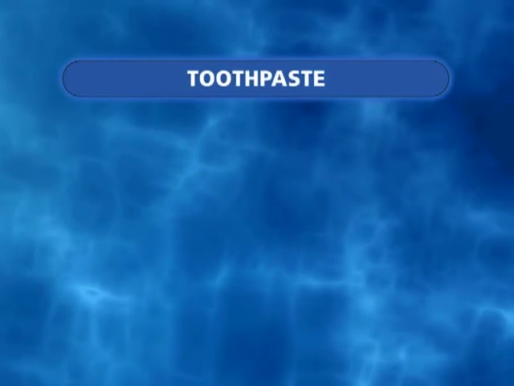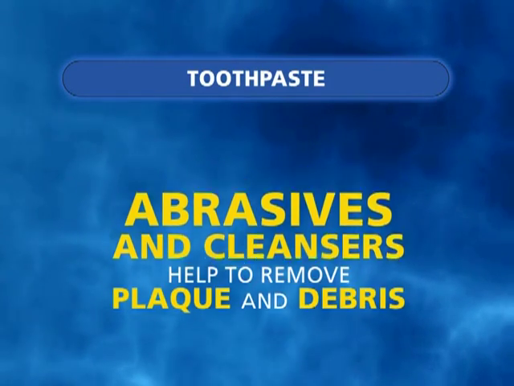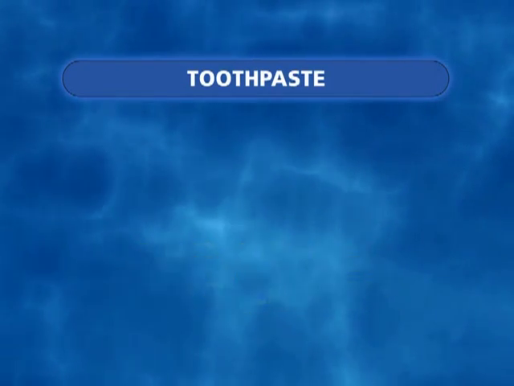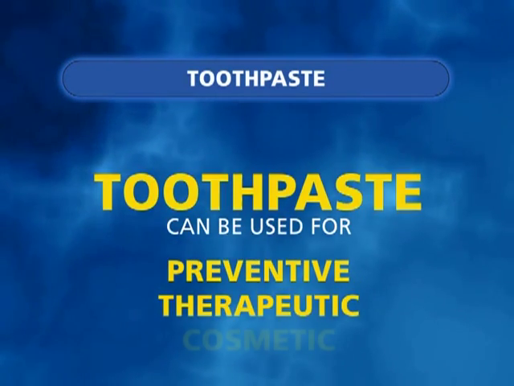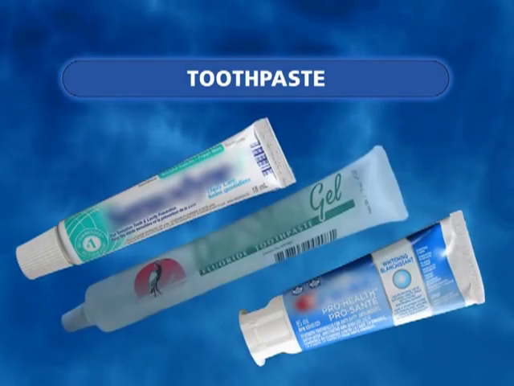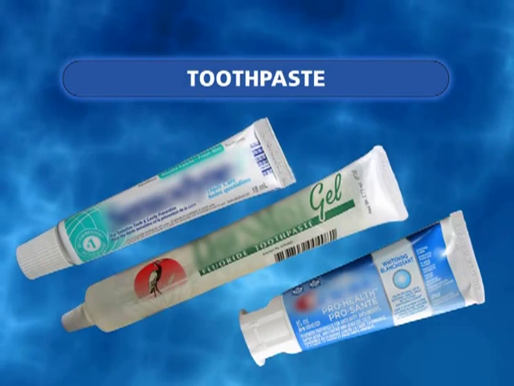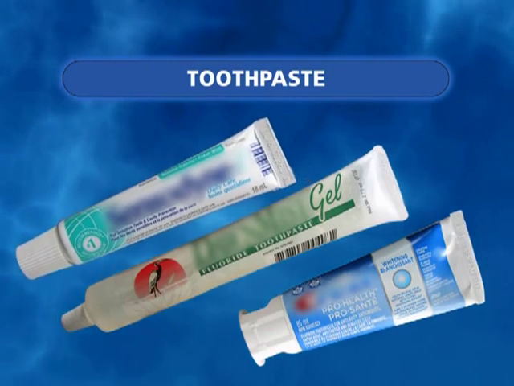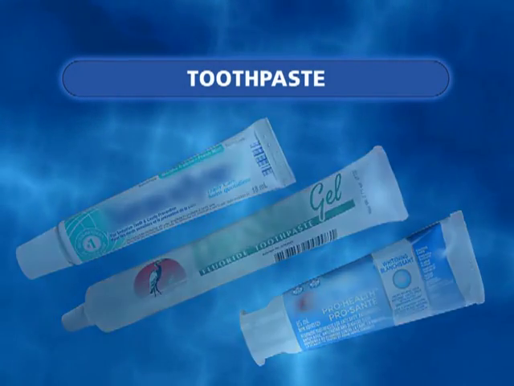Toothpaste. The abrasives and cleansers in toothpaste help to remove plaque and debris from tooth surfaces. Toothpaste can be used for preventive, therapeutic, or cosmetic purposes. There are many different kinds of toothpaste available to address specific needs. For example, there are toothpastes designed for people with sensitive teeth, stained teeth, and higher rates of dental decay.